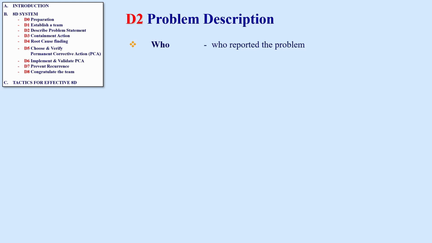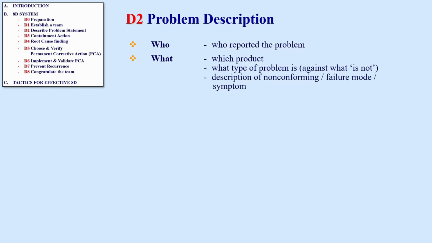Who: we ask who reported the issue. What: which product, what type of problem it is, and what it is not. Description of the non-conforming, failure mode or symptom. Why: why this is a problem. Sometimes this question will help the customer understand what they need, instead of what they want.